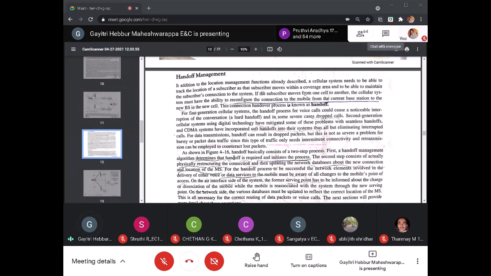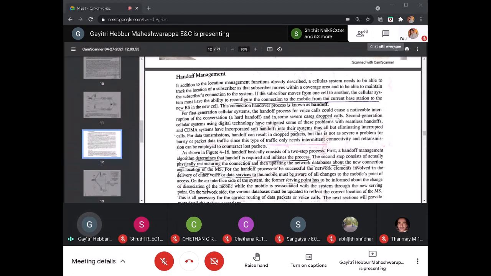But CDMA, that is the second generation cellular system, is completely digital technology, and for data transmission they transmit packets. So handoff can result in dropped packets. Some of the packets may be lost. But this is a severe problem mainly for real-time traffic; bursty or packet data traffic only needs intermittent connectivity, and retransmission can be employed to counteract lost packets. So that happened in the second generation cellular system.